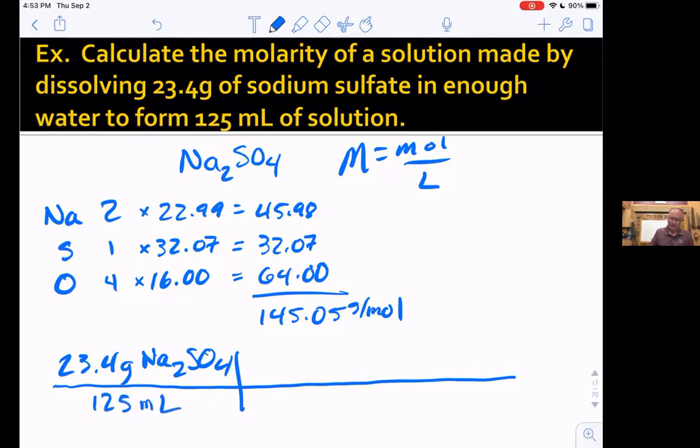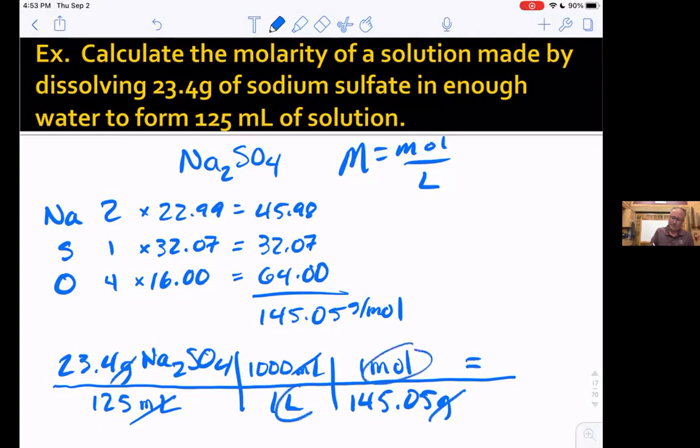What I need to do is change that milliliters. I'll do that first to liters, 1,000. Oh, not 1,000 liters, Tom. 1,000 milliliters is 1 liter. I've done that conversion to liters for the denominator, and then I would need to change from grams to moles. So 145.05 grams of sodium sulfate is 1 mole of sodium sulfate, and I would get my answer. So my milliliters are canceling, my grams are canceling, and I'm left with moles per liter, which would be correct.